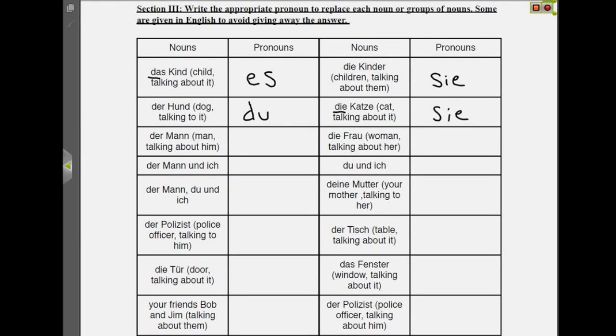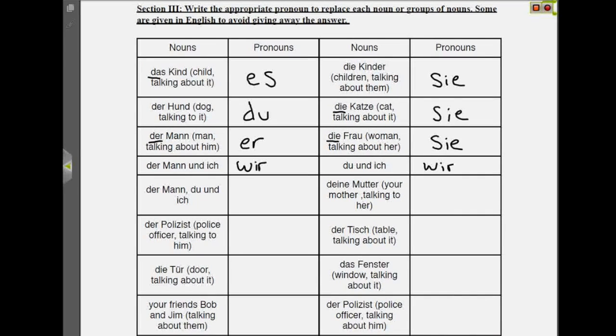Der Mann, when talking about him. Der Mann is a masculine noun, says der right there. And since it's Mann, we have to use him or he. And since we're going to talk about he is going to the store or something like that, geht. Die Frau, when talking about her. Same concept here. We have a feminine noun using her, or in this case she, so we would say sie, as in sie geht. Der Mann und ich, the man and I. If it's the man and I, we would have to use we. The man and I, we go to the store. Wir gehen. Du und ich, you and I. You and I make up we, which is again still wir.